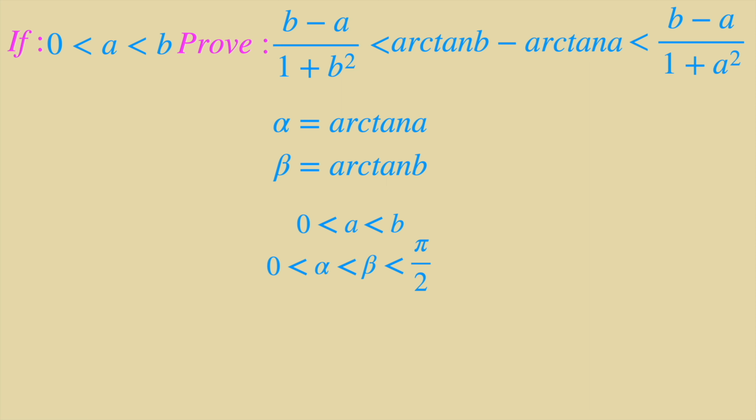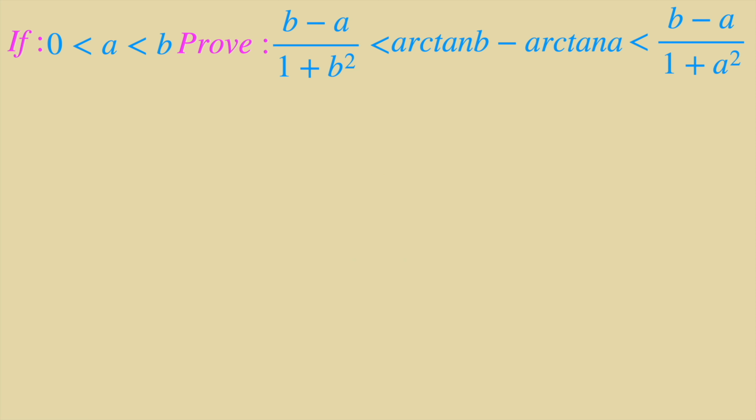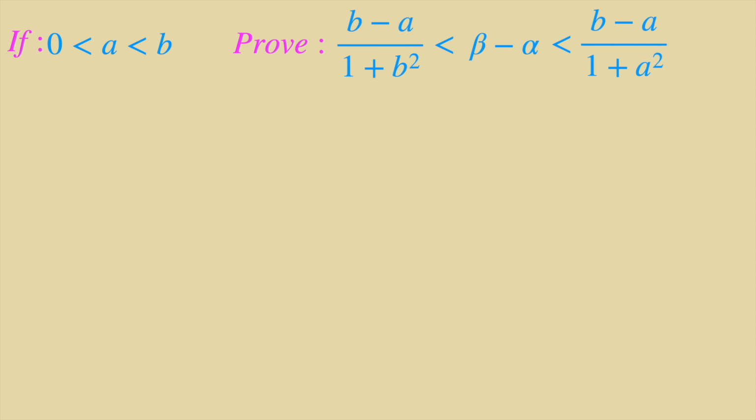Now what we want to prove turns out to be beta minus alpha is greater than the fraction on the left and is less than the fraction on the right. So let's have a look at the fraction on the right. That equals b minus a over 1 plus a squared. Notice that a is less than b, so a squared is less than a times b. Therefore, this fraction is greater than b minus a over 1 plus ab. Right? Because a squared and ab are in the denominator, the inequality sign changes its direction.